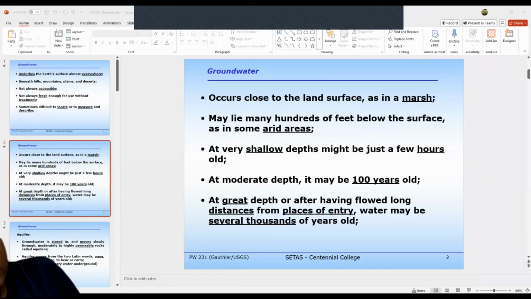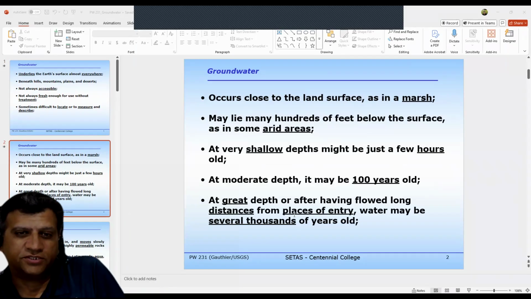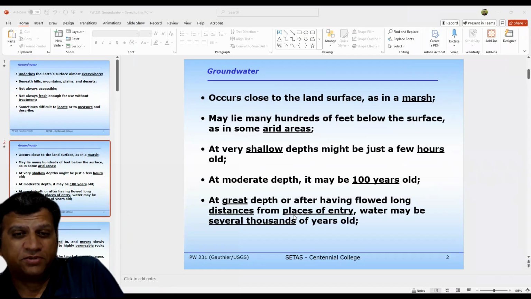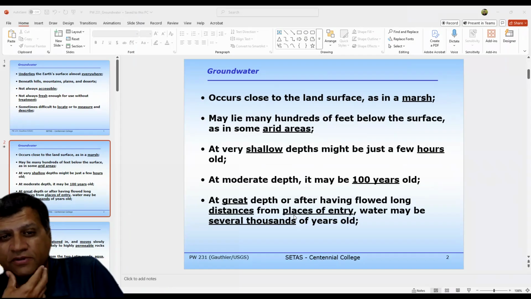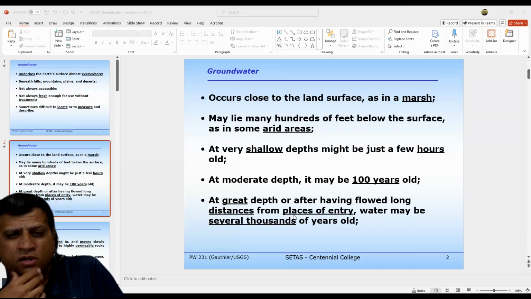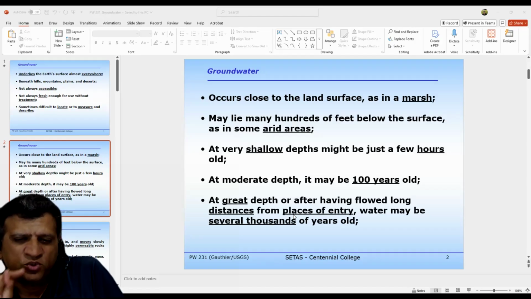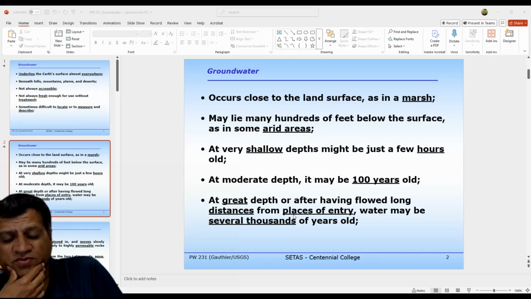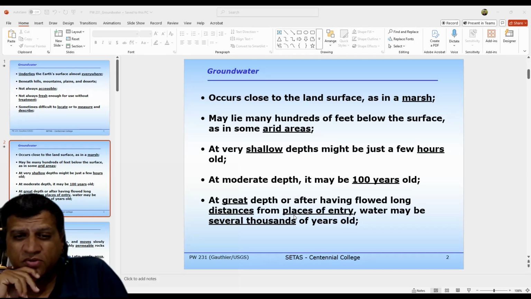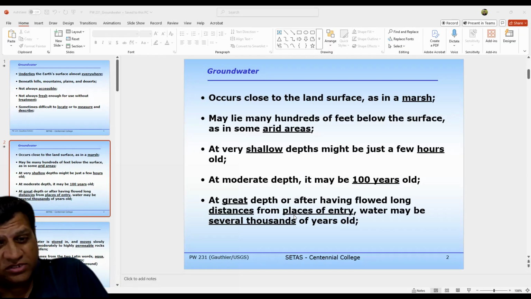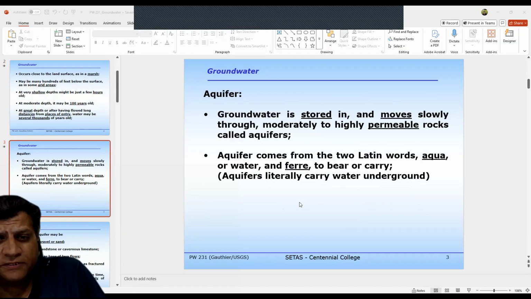What was I saying? Wetlands? I probably should have said marshes. Sometimes it might lie hundreds of feet deep, and it'll be very hard to get to. Sometimes you will find water that just entered the ground after a rainfall event, just an hour ago, 15 minutes ago. Sometimes you might find water at deeper depths that's 100 years old, or you might find water that's been in the subsurface for thousands of years.